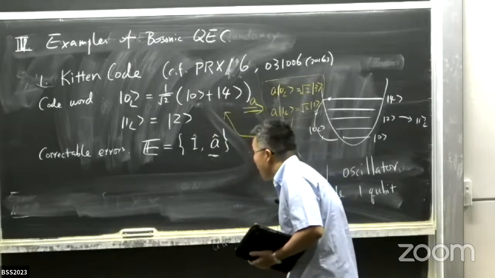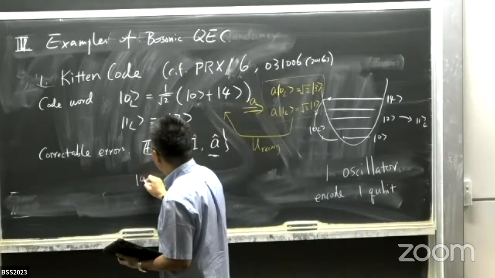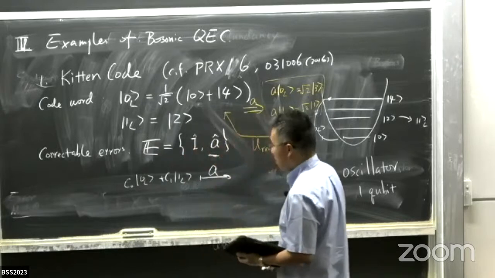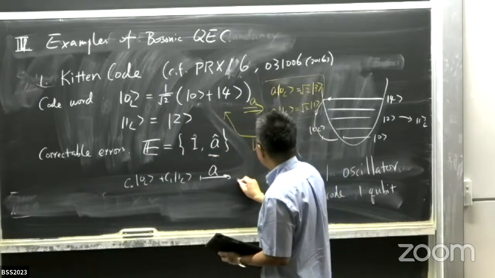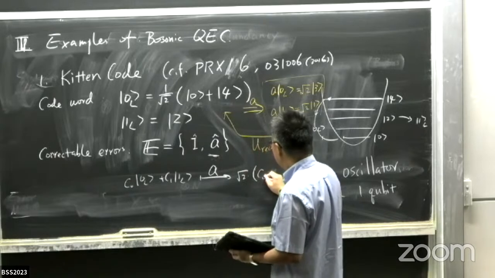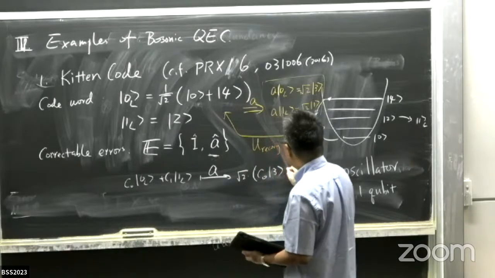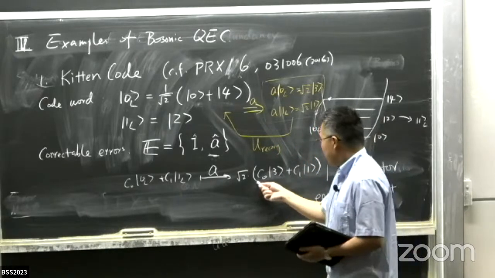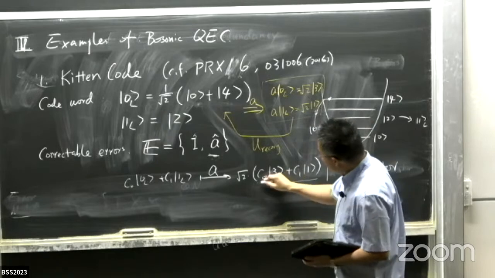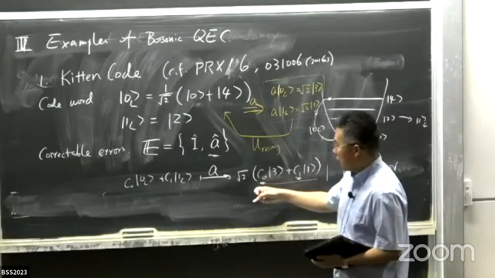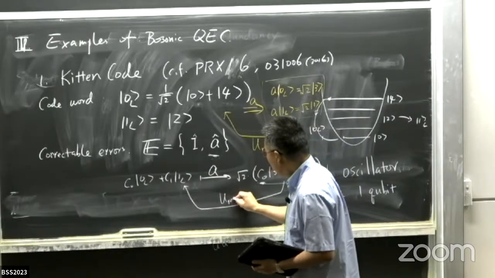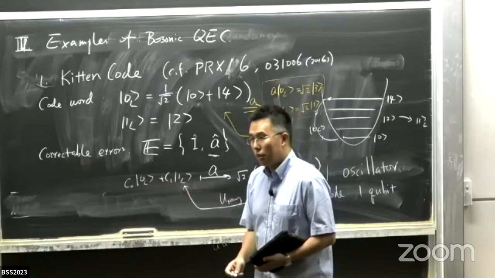So maybe to make the first argument a bit clearer, I can have this logical 0, say C0 logical 0 plus C1 logical 1. If I undergo a photon loss, what happens is it becomes square root of 2 times C0 times the 3 photon state, plus C1 times the 1 photon state. And this is still orthogonal, and also this still maintains the same proportionality of the coefficients as the original code word. And my unitary recovery can actually restore it to the original state.